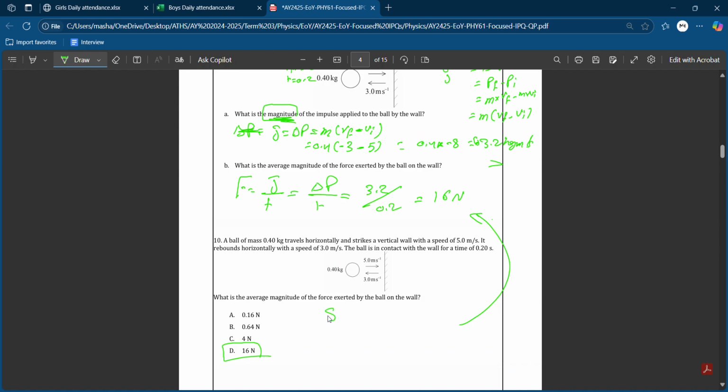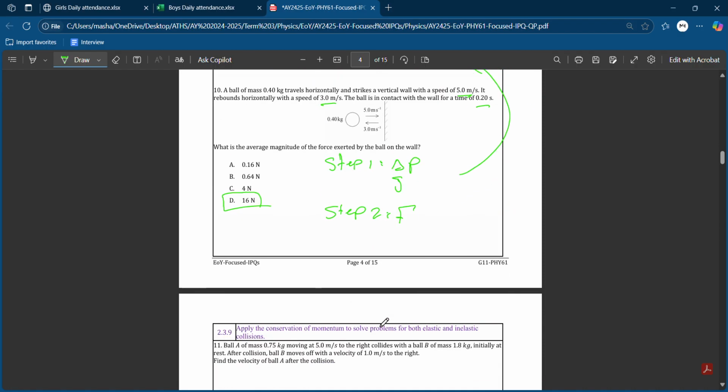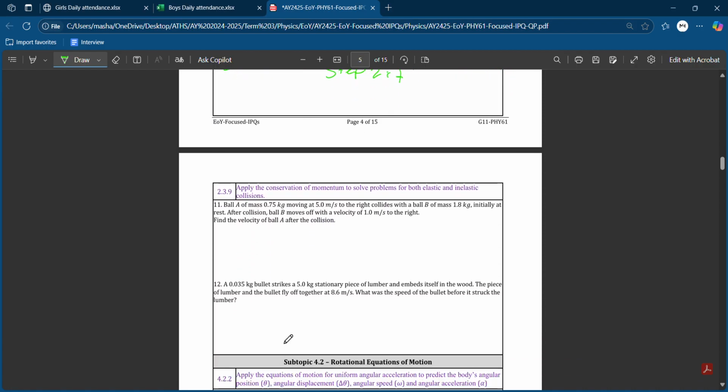So step 1, it's the same information, same time. Step 1, you need to find the impulse J. Step 2, find F. Okay. Now let's check question 11 and 12.